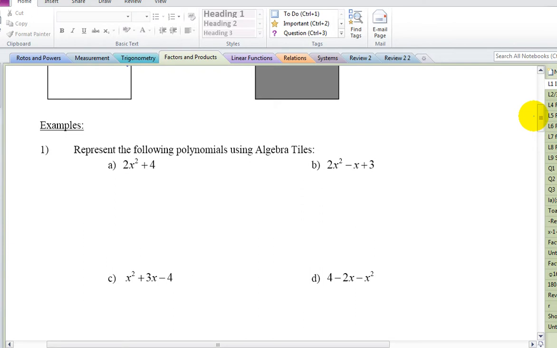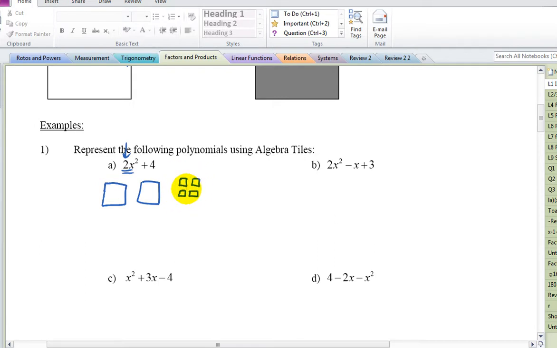Going down, we represent the following polynomials using algebra tiles. So 2x squared, what does the 2 mean? It means there's 2 of them, right? So we have 2x squared plus 4, that means there's 4 1 tiles, and they should be unshaded as well.